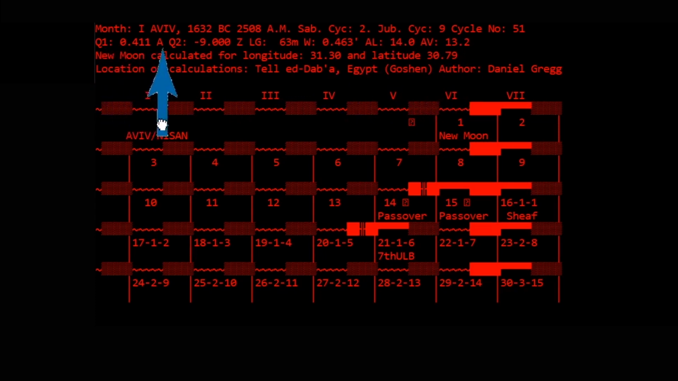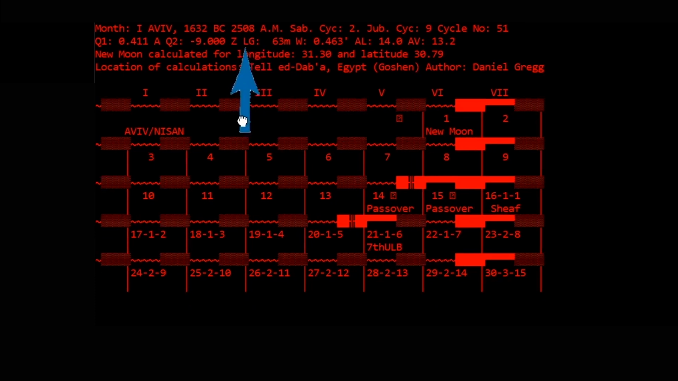These data here have to do with Bernard Yallop's calculation for the visible crescent of the new moon. Q1 is 0.411, which is a statistic for good visibility and a rating of A, which means easily visible. Q2 is a stat for the previous day, which means a minus would mean the visibility is impossible, and also the grade Z means visibility is impossible.